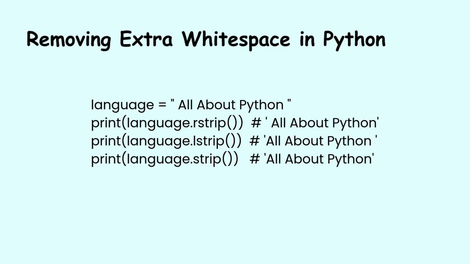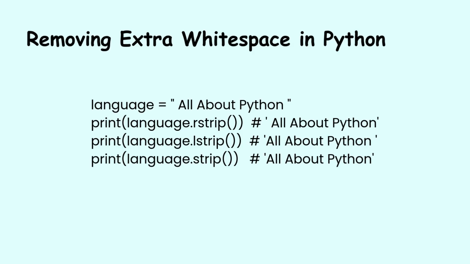Let's talk about something that sneaks into your strings more often than you'd expect. Extra spaces, also known as white space. These can show up at the beginning or end of a string, especially when you're working with user input. And if you don't clean them up, they can mess with comparisons, formatting, or even database entries. Luckily, Python gives us a few simple tools to tidy things up.